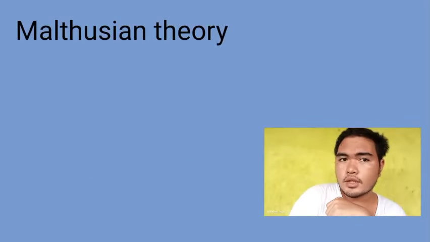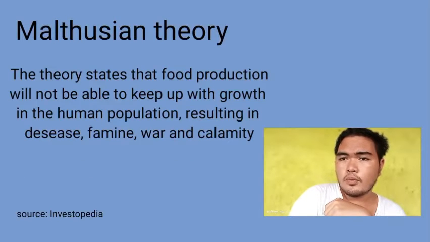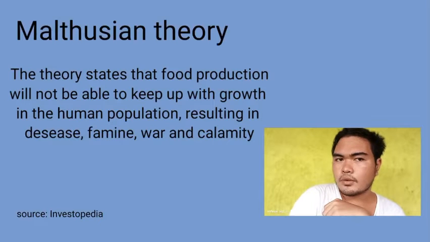Malthusian theory states that food production will not be able to keep up with growth in human population, resulting in disease, famine, war, and calamity.